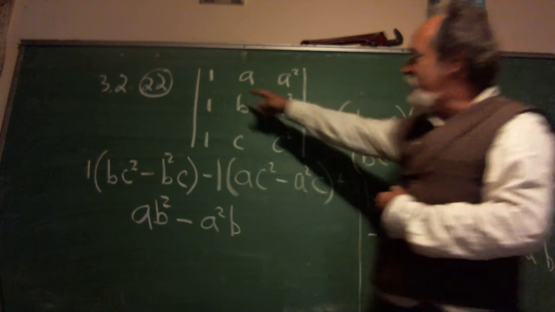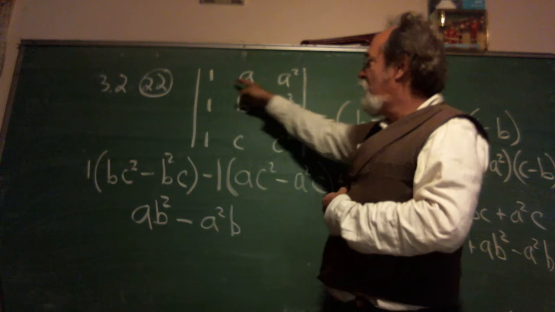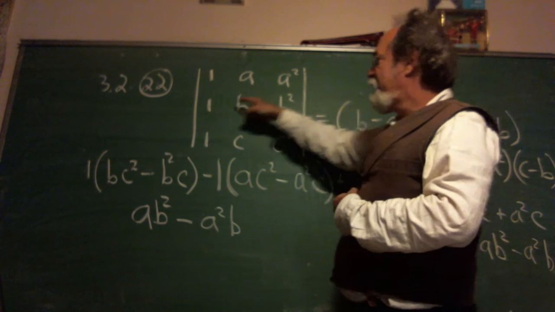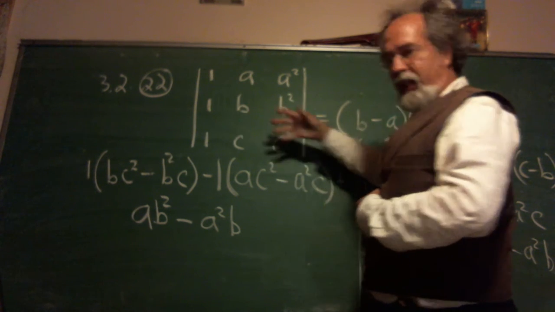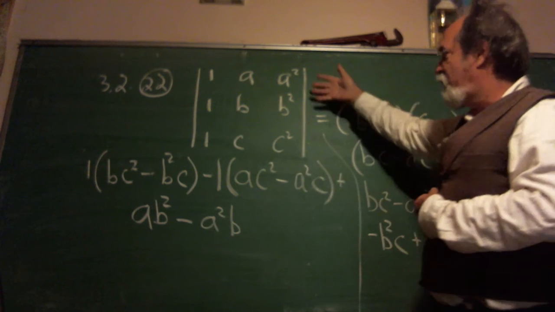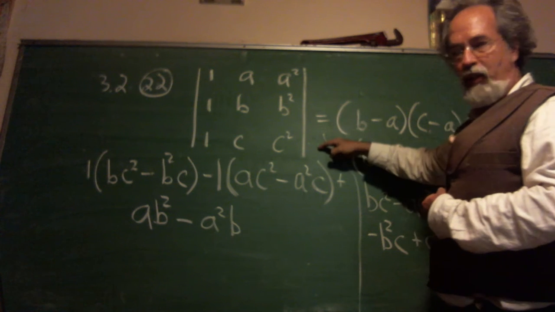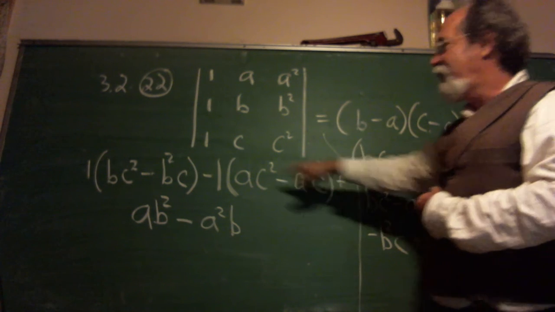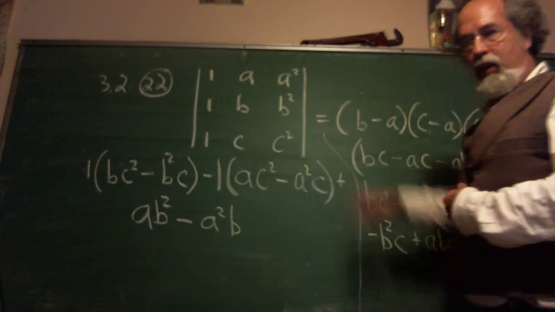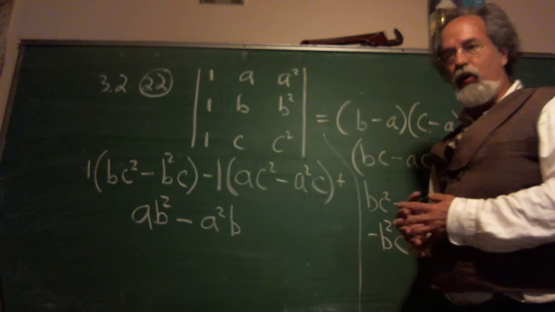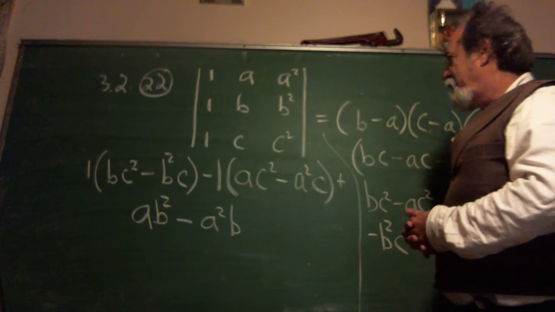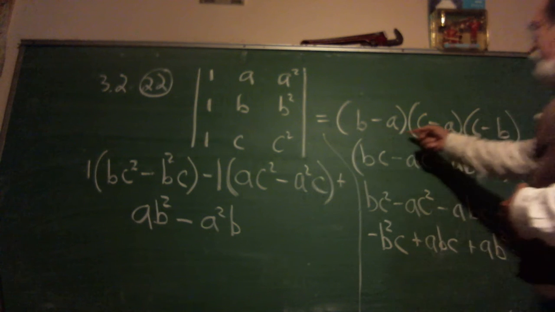The structure you can see, it's like having a to the 0, a to the first, a to the second, b to the 0, b to the first, b to the second. So if you have a matrix of this structure, you could have a 4 by 4, and you'd have a to the third, b to the third, c to the third, d to the third, and then 1, d, d squared, d to the third.